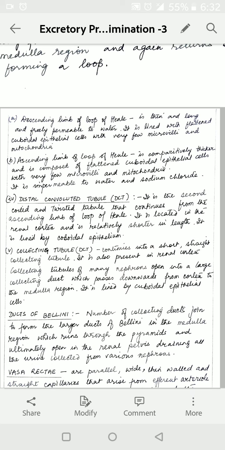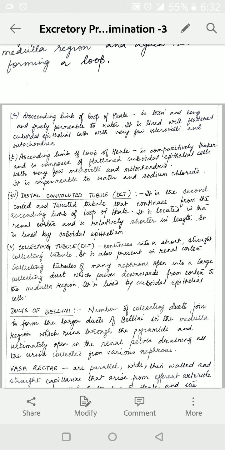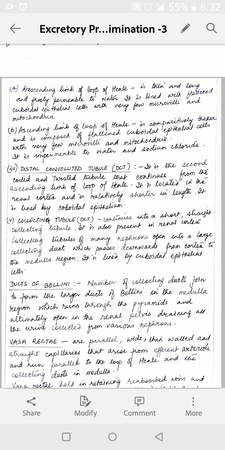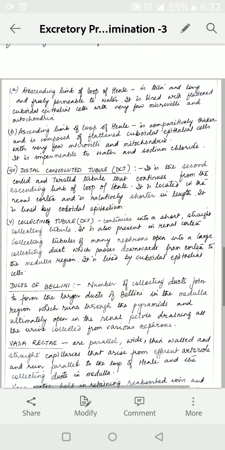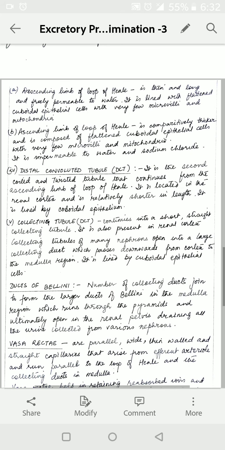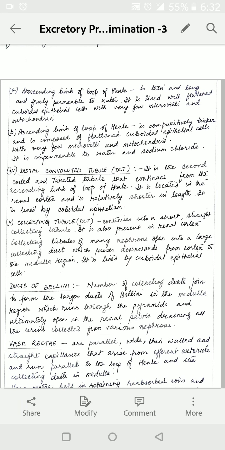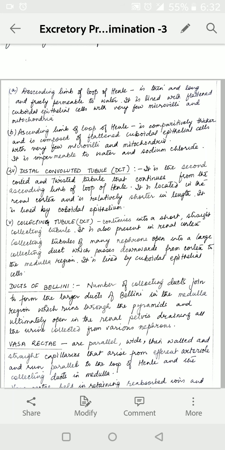Then the loop of Henle leads into the DCT region of the nephron, that is the distal convoluted tubule, which is the second coiled and twisted part of the tubule that continues from the ascending limb of the loop of Henle and is located in the renal cortex. It is relatively shorter in length and it is lined by cuboidal epithelium.